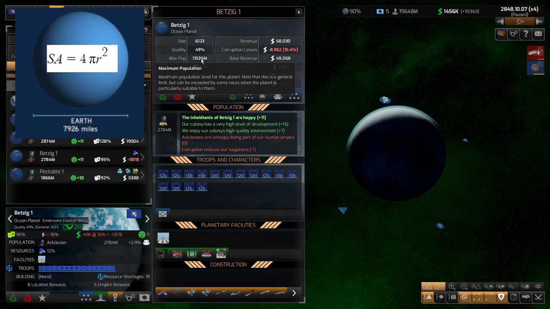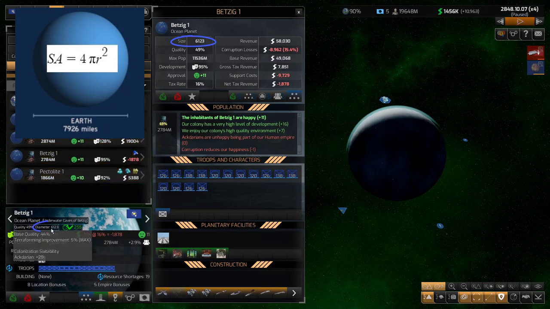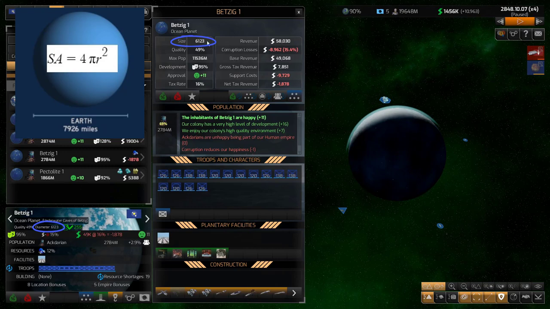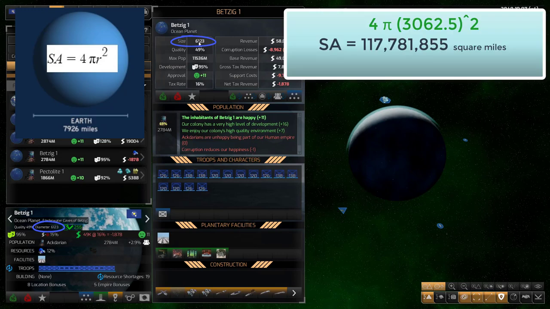Now, r is the radius. The diameter is this thing called size. I don't know why they name it size here, and then down here they call it diameter. So you can see it in both places here. But it means the same thing in the game. This means the diameter, and that's in miles. Just for reference, the Earth, I think, is around 7,000 plus or minus miles in diameter. So this is slightly smaller than the Earth. So if the diameter is 6,000 roughly, then the radius is roughly 3,000. So we're going to do 4 times pi times 3,062, which is the exact number, squared. And that's going to equal a surface area of roughly 118 million square miles.